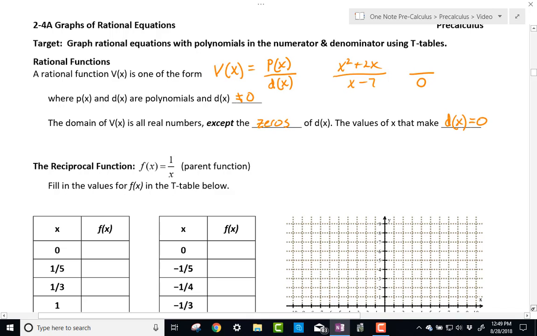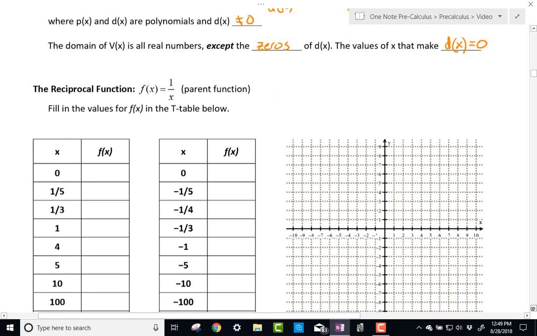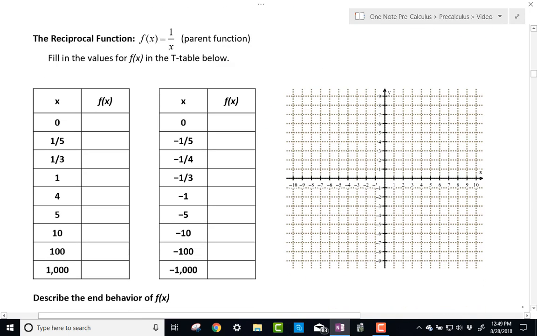Okay, so we're going to start off with something called the reciprocal function. This function is f of x equals 1 over x, and we're just going to fill in some values for f of x below in the t-table. You'll notice the first one is 0. If you plug in 0, you get 1 over 0. You can't have that, so 0 is undefined. It would also be undefined on the right side as well.